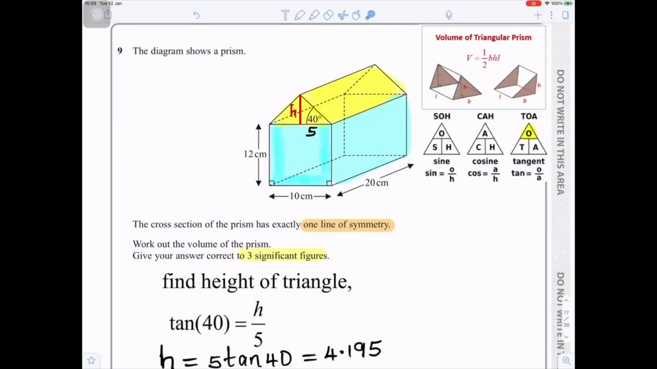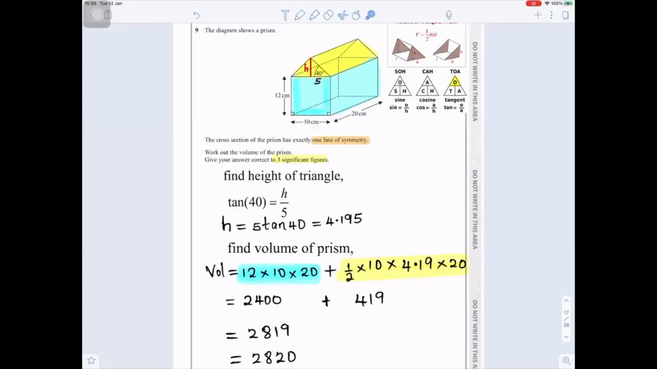So the area of the cross section is a triangle times the length. And I'm going to use SOHCAHTOA as well. So I've put those formulae there because we're going to use them to do this question. So first thing is to find the height of the triangle. If you look there, the height of the triangle, I've colored it with a red line. We'll use tangent because you have that little triangle there.